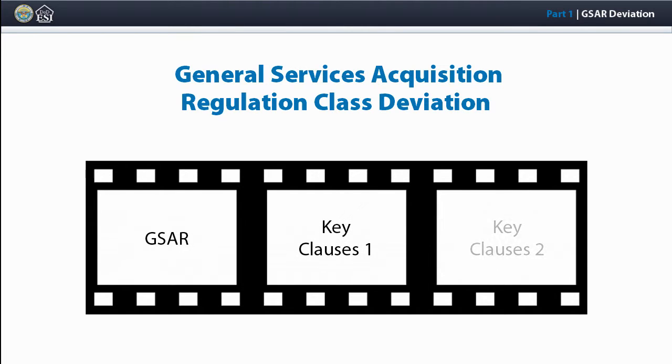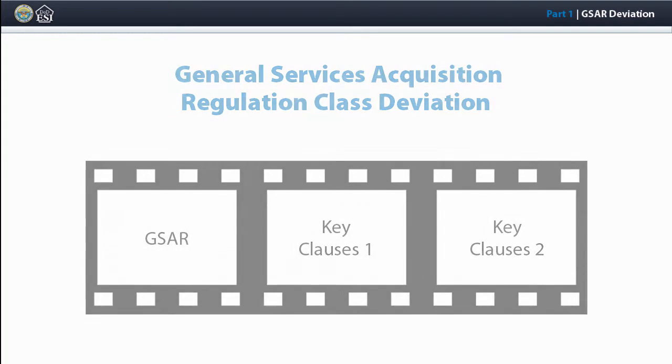The second and third tutorials will cover each of the key clauses addressed in the deviation, the conflicts typically caused by each clause of the Commercial Supplier Agreements or CSAs, and the deviation remedy.